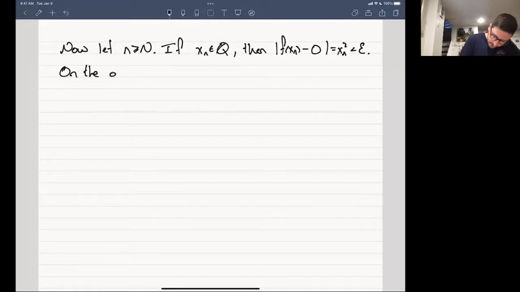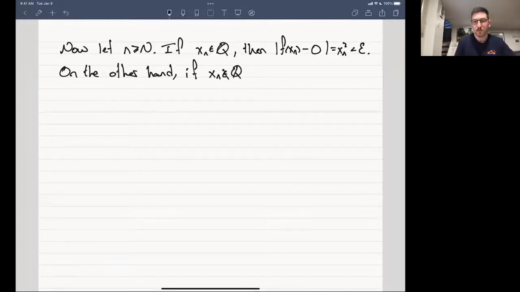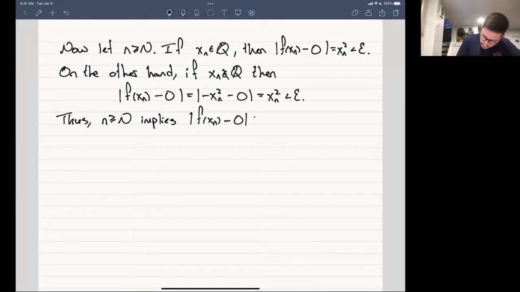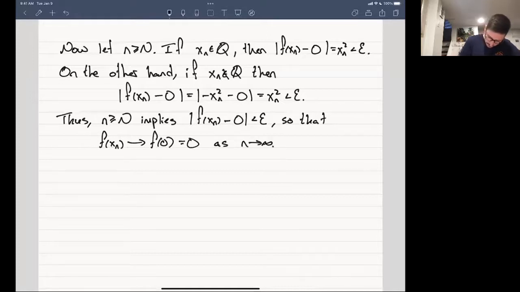And on the other hand, if xn is not a rational number, then we get basically the same thing, because f of xn minus 0 is equal to minus xn squared minus 0, which we already showed is equal to xn squared, which is less than epsilon. So we covered both cases, right? If you look far enough in the sequence, if it's rational, it's going to give you less than epsilon. If it's irrational, it's going to give you less than epsilon. And so taking n bigger than or equal to capital N implies f of xn minus 0 is less than epsilon, so that f of xn converges to f of 0, which is 0 as n goes to infinity. Therefore, f is continuous at x equal to 0.